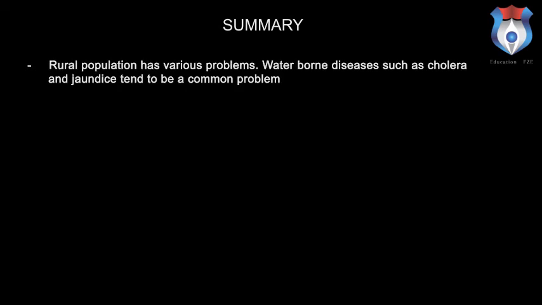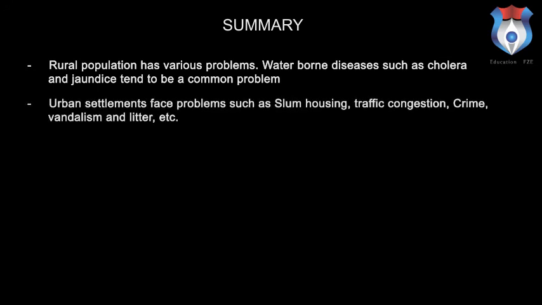Rural population has various problems. Waterborne diseases such as cholera and jaundice tend to be a common problem. Urban settlements face problems such as slum housing, traffic congestion, crime, vandalism and litter, etc.